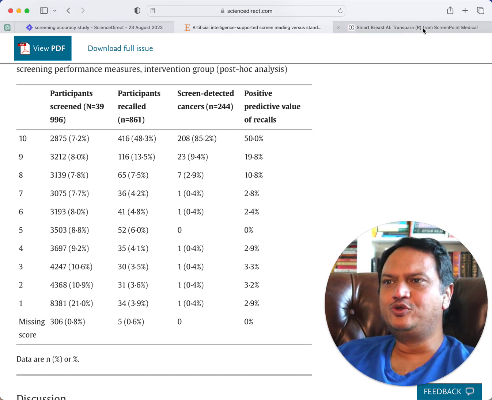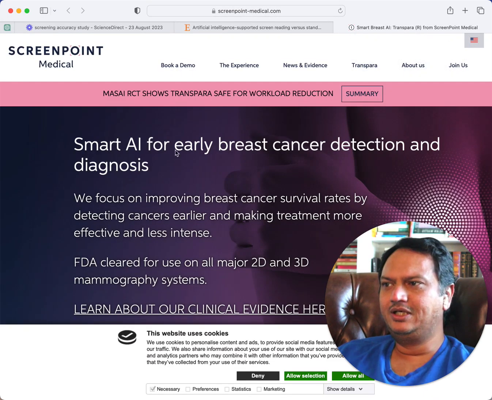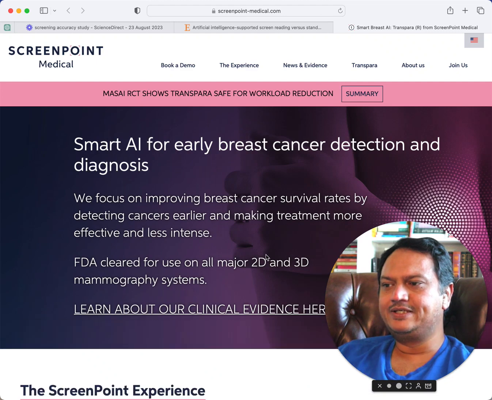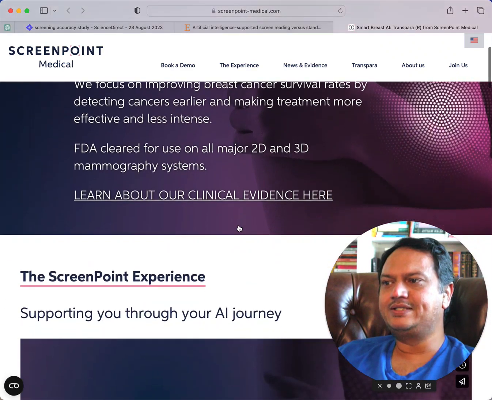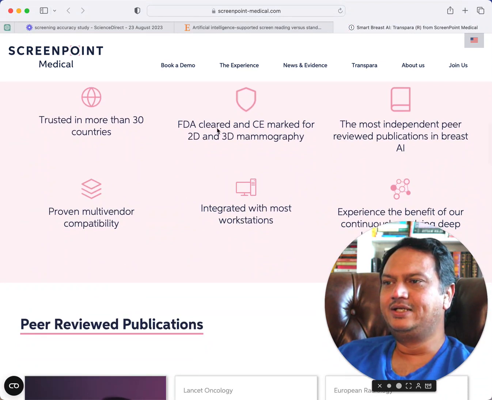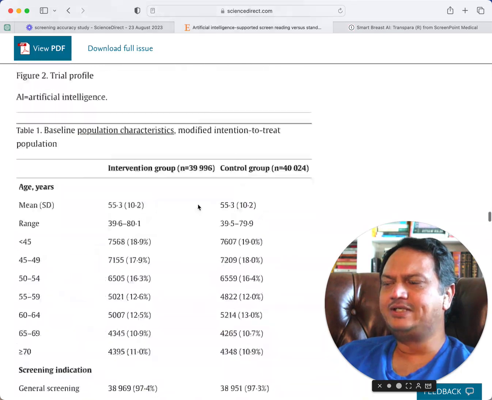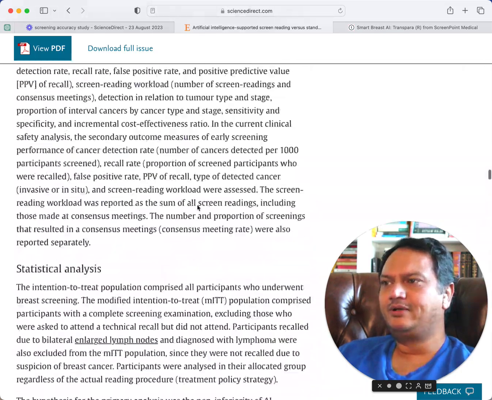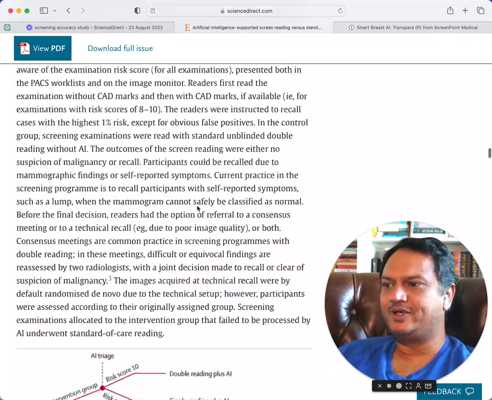The company whose AI tool they used for analysis is actually commercially available. It's called Transpara. They say on their website that it is FDA cleared and CE marked for 2D and 3D mammography, and is available in 30 countries. I haven't gone through the website, but in the paper they mentioned that the information was provided by Transpara to them.